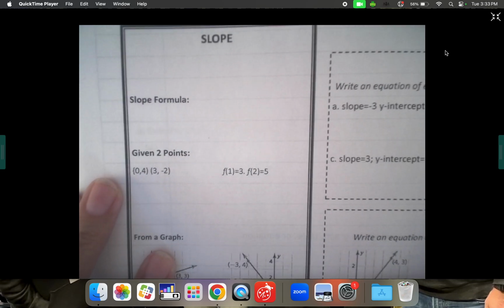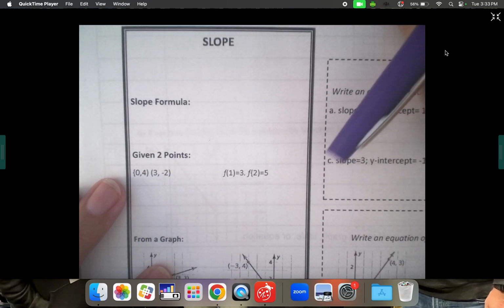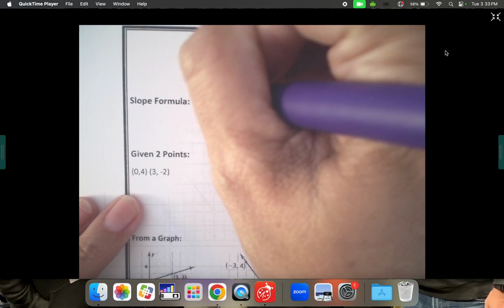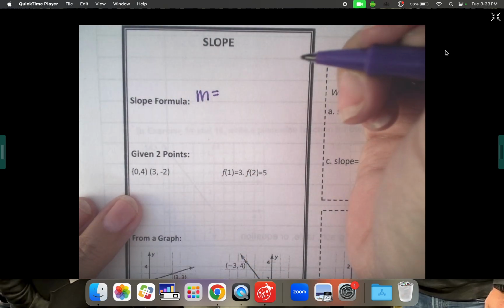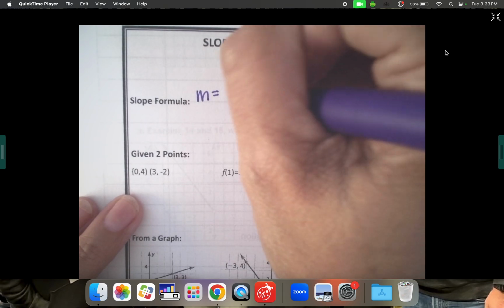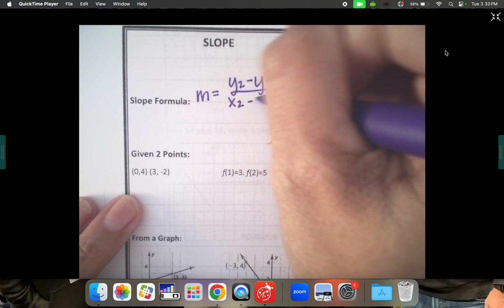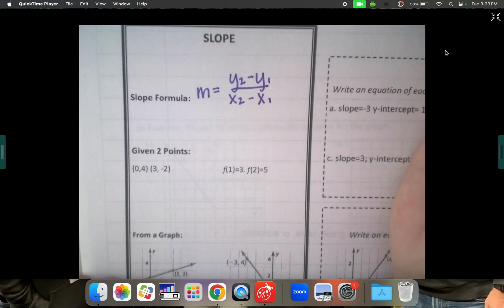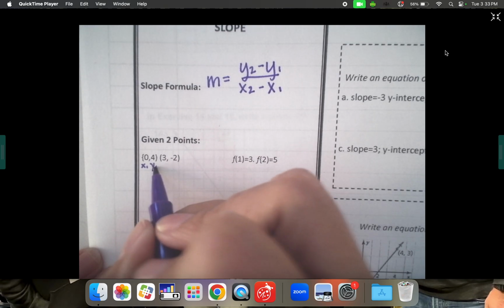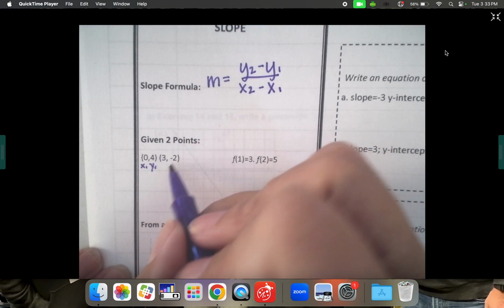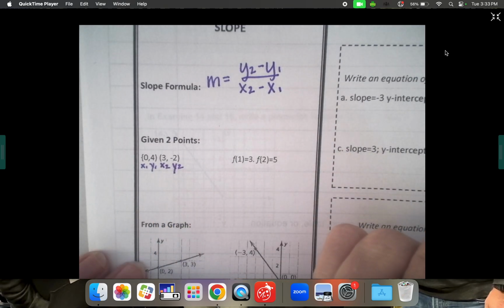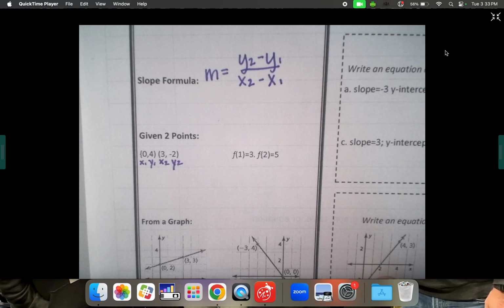On this left side, let's fill in this first rectangle on the left first. The slope formula, to calculate slope, which is m, from 2 points, you would take y2 minus y1 over x2 minus x1. And if you forget which one is which, the first two are your 1s, so that's your x1 and y1, and the second set are your 2s because it's your second one. So that would be your x2 and your y2. So we're going to go ahead and calculate it.